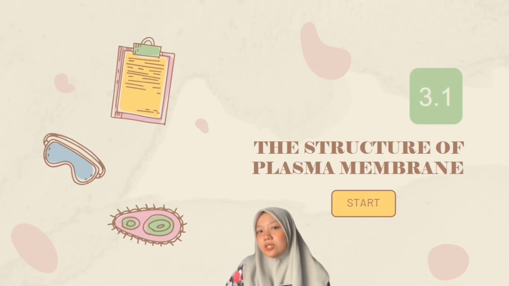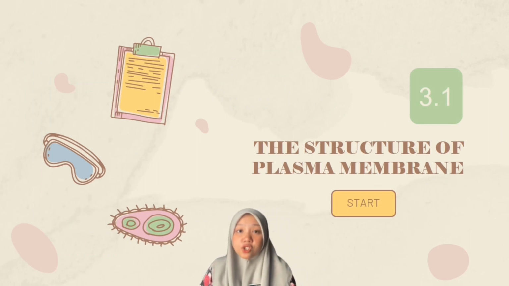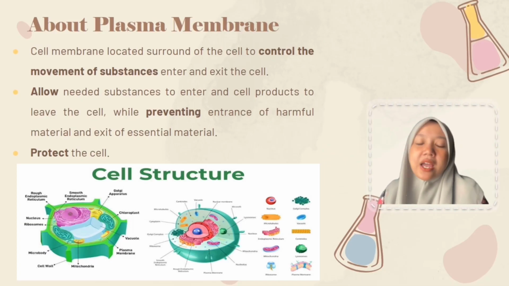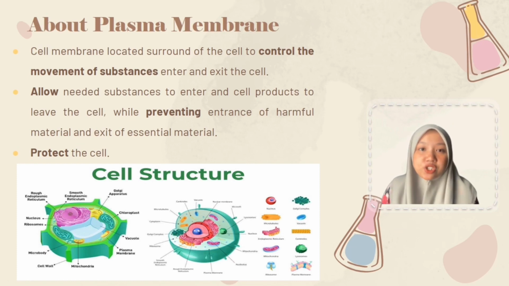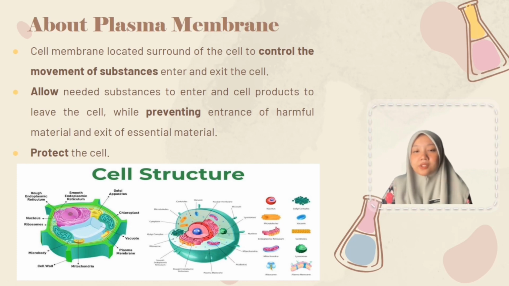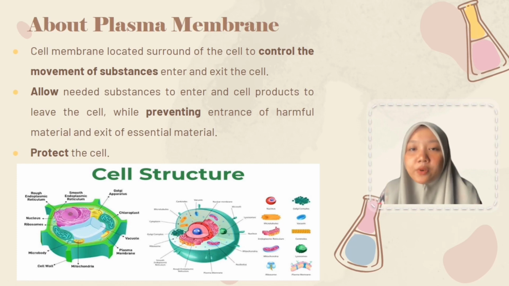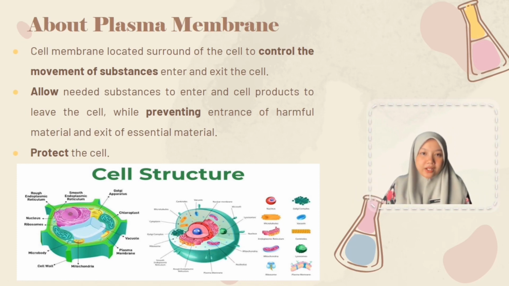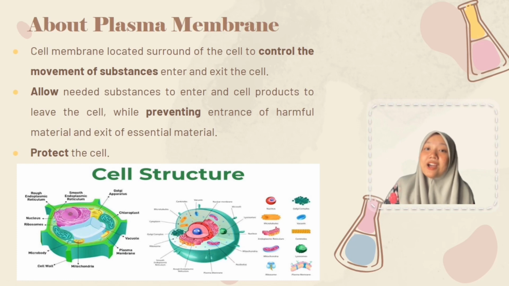So let's move to the topic 3.1, which is the structure of plasma membrane. Before that, I want you to know about the plasma membrane. As you have learned in the previous chapter in cell structure, it already mentioned the function of the plasma membrane. Here I just want to recall the function and enhance your understanding about the plasma membrane. So plasma membrane is located surrounding the cell. As you can see in the picture below, there are plant and animal cell. Plasma membrane is located at the outer layer of the cell, but a bit different from plant cell. It consists of cell wall. Hence, the plasma membrane is not the outer layer, but is the layer after the cell wall.